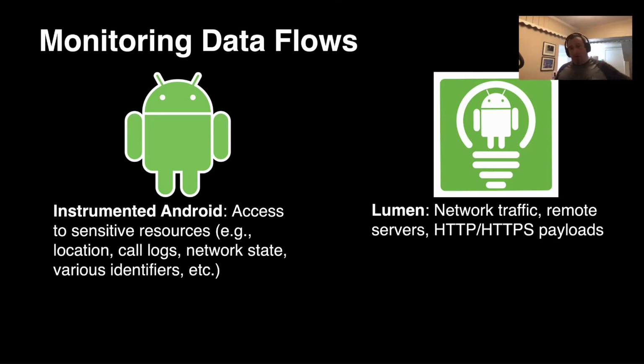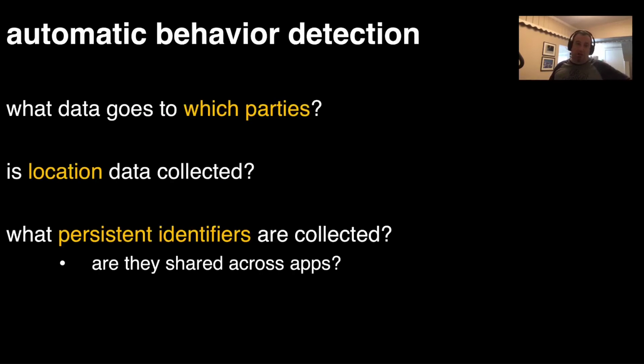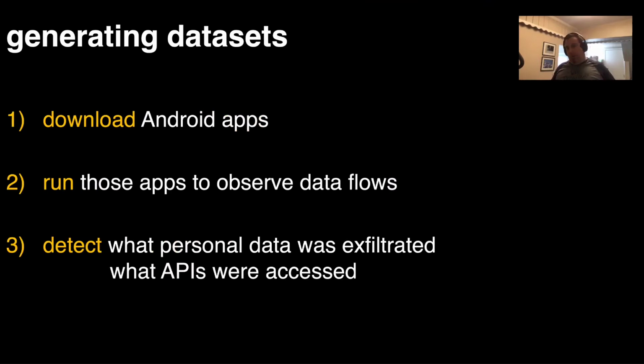In parallel, there was another project going on at ICSI called Lumen, which is a user space traffic monitor that does TLS interception via the VPN interface. By combining these two tools, our instrumented build of Android and a network monitor that allows us to do deep packet inspection, we can start looking at what data goes to which parties, and answer specific questions about specific data types, such as which parties share location data, what types of persistent identifiers are collected, and whether they are shared across apps. In using these tools, we basically had to build a workflow to build data sets.